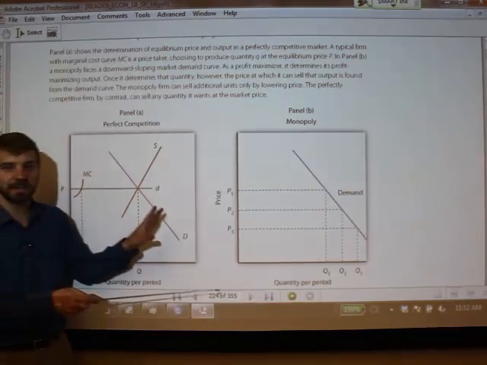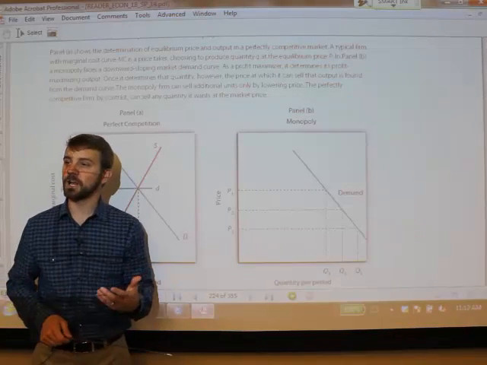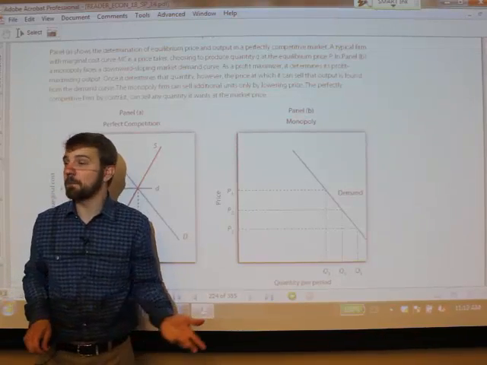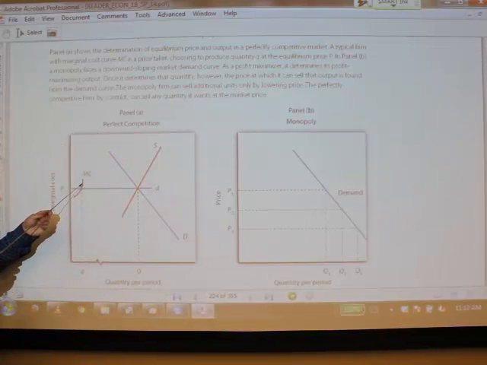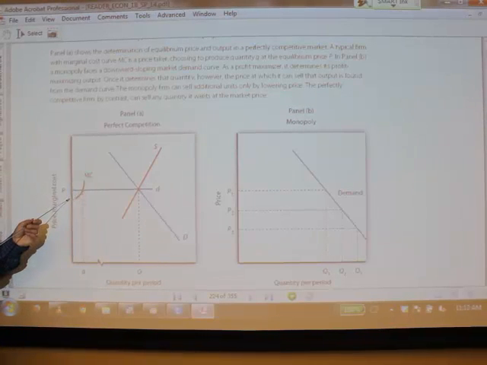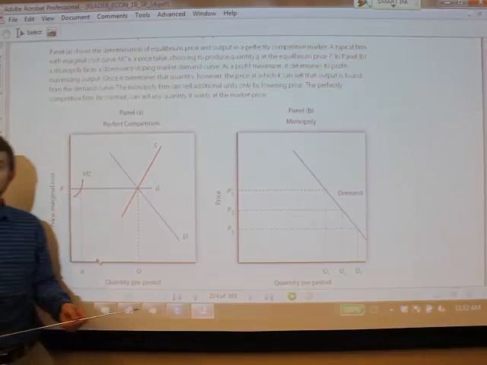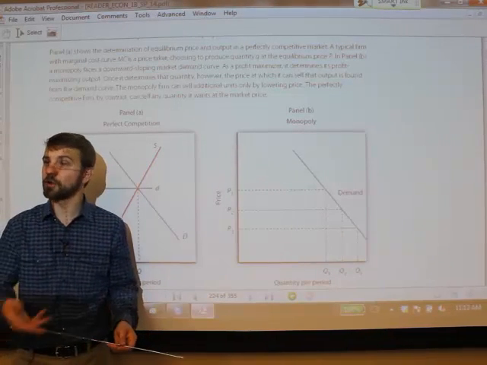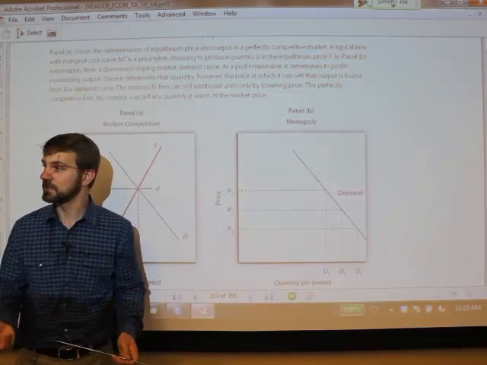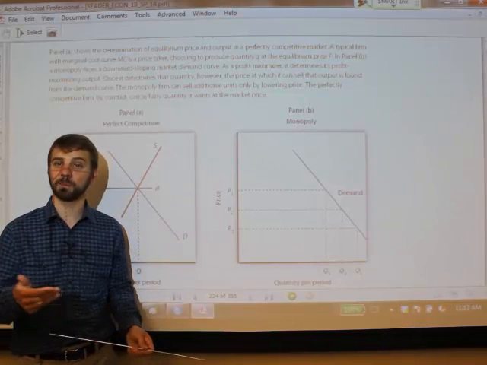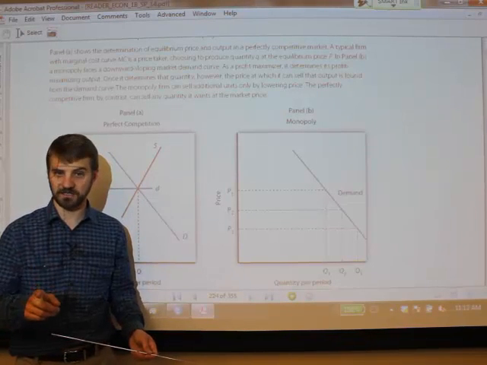Now over here we have monopoly. There's nothing different about the production technology of a monopolist necessarily. Their marginal cost curve might look just like this. The only difference is the market structure. There are no other rivals in that market. So that's what distinguishes a monopoly from a perfectly competitive firm, not the production technology.